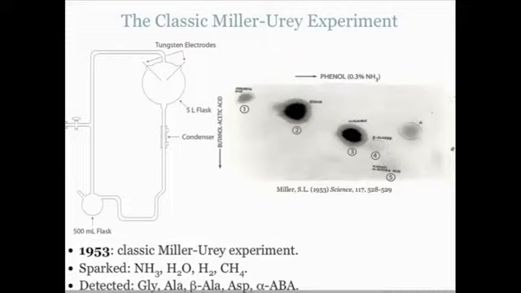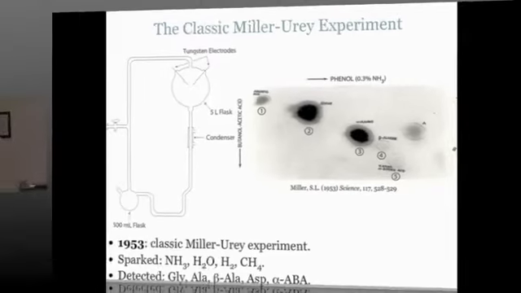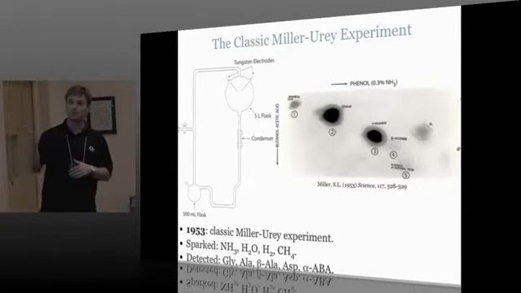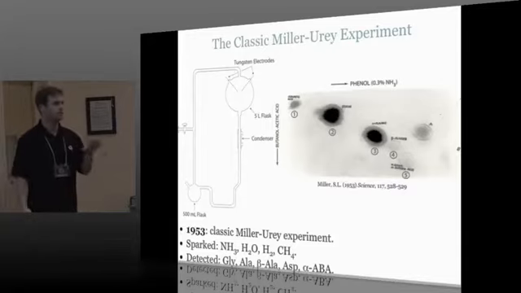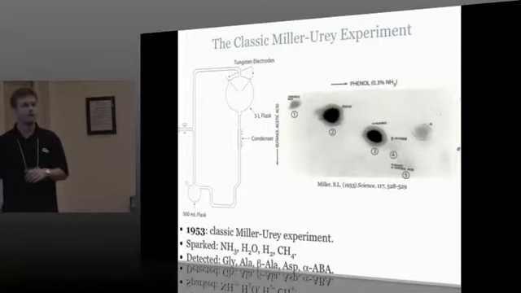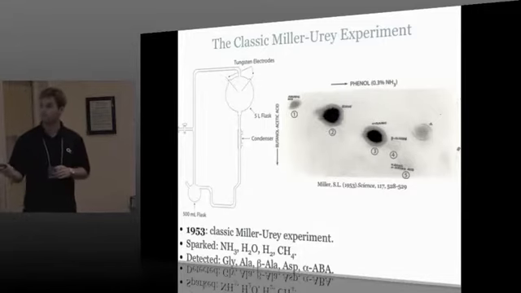And what that did is it produced these various spots here that all represent different compounds. So in the case of his analyses, they represented various amino acids. So what this shows us is that you can simulate a possible early Earth condition using very simple starting materials, adding energy, and you can form amino acids, the building blocks for life.